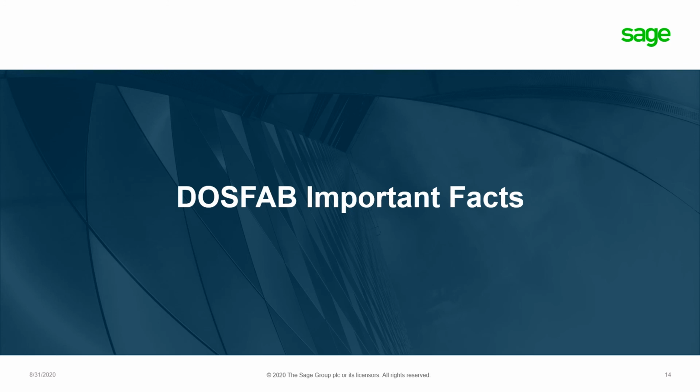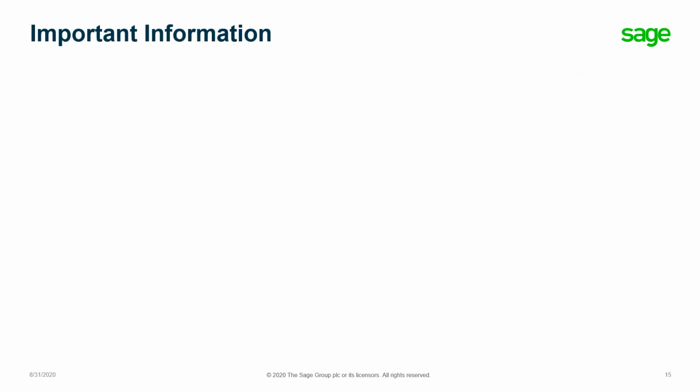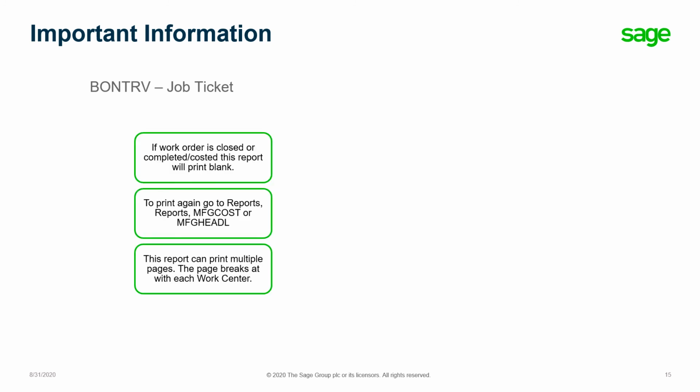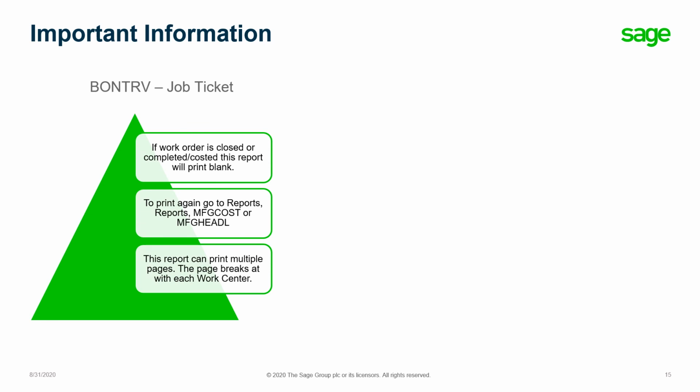Let's take a look at some important facts that we should know regarding the DOSFAB reports. Let's take a look at the job ticket, the BONTRV or the BONTREV. This report can print multiple pages. The page breaks at each work center. And to print again, we would go to Reports, Reports, and use either the MFG Cost or the MFG Head L report. And if a work order is closed or completed and costed, this report will print blank.